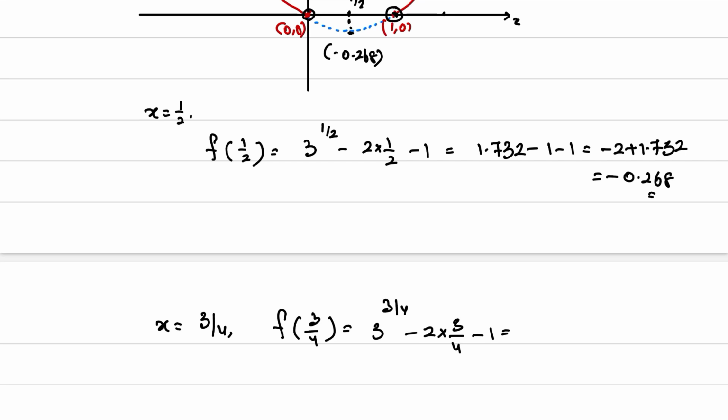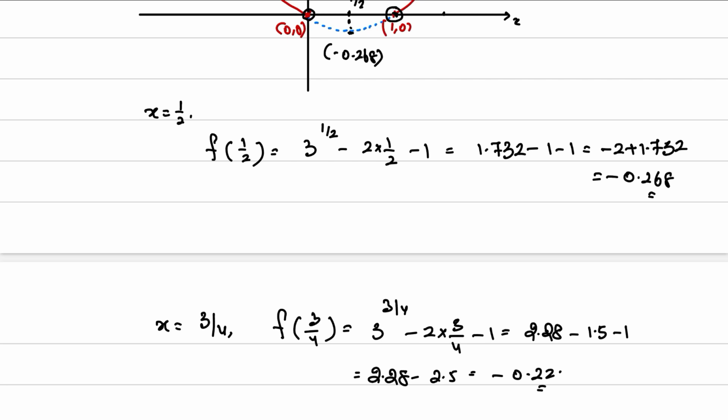Three to the power of 2 is 9. 3 to the power of half is 1.732. It is between 1.732 and 3. That means it is approximately, we can take it as 2.28 minus 2 into 3 by 4 is 0.75 into 2. 0.75 into 2 is 1.5 minus 1. That means 2.28 minus 2.5, that is minus 0.22.